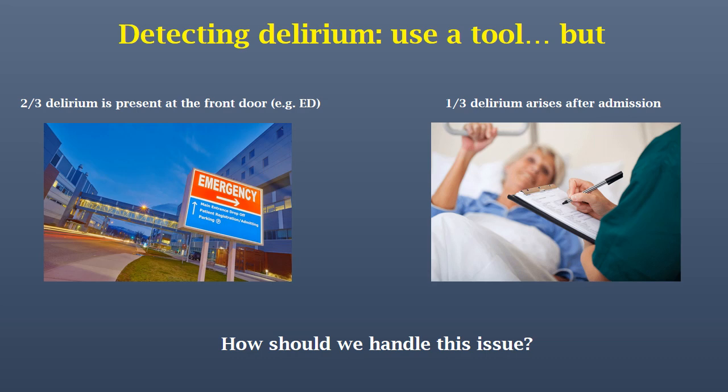It's well known that if you don't use a tool to try and detect delirium, the detection rates are usually very low. This has been shown in many different studies. But with 60 different tools available and with a bewildering array of different validation studies in different settings, how do we solve the problem of detecting delirium at the front door, where most delirium is actually present, versus detecting delirium that arises after admission?